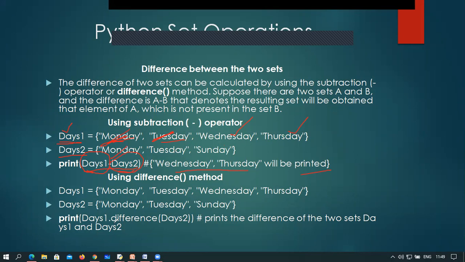Or you can use the difference function, days 1 dot difference. Over here it will make a difference whether you are writing days 1 before or days 2. If you write days 1 dot difference days 2, it will take the difference days 1 minus days 2. Otherwise, if it is days 2 dot difference days 1, it will take days 2 minus days 1. So the output would be different in this case.